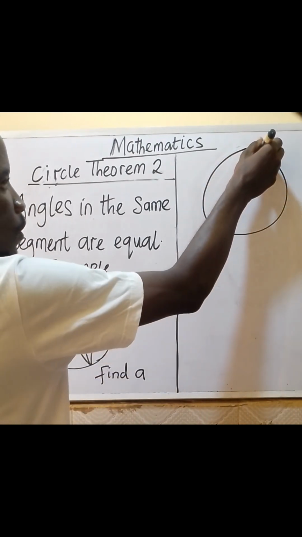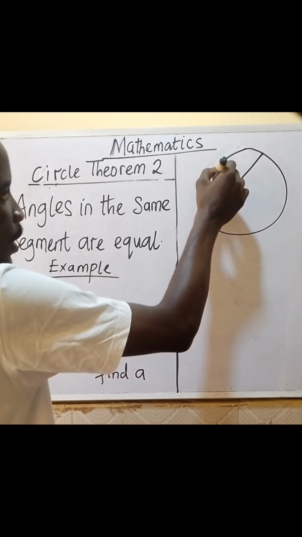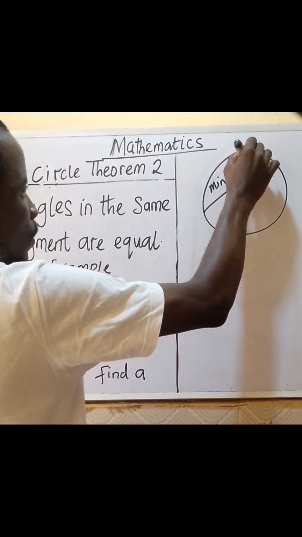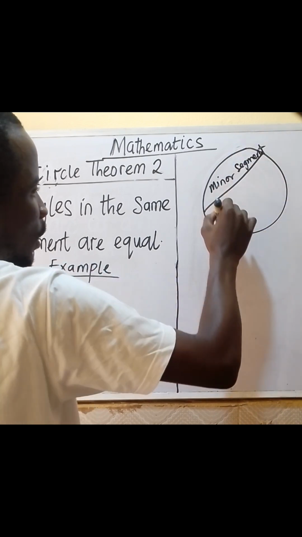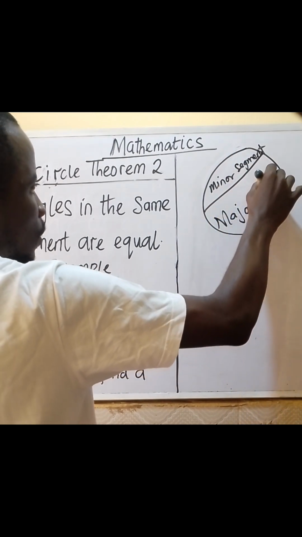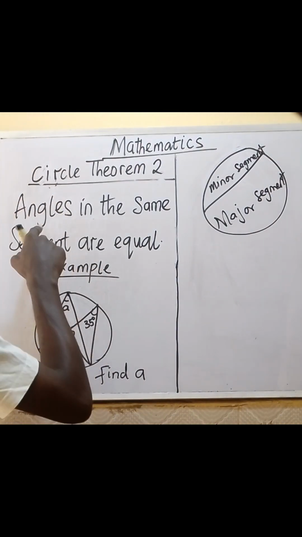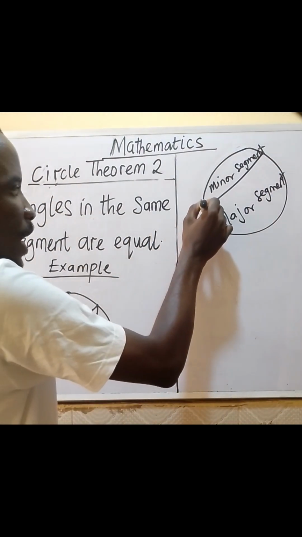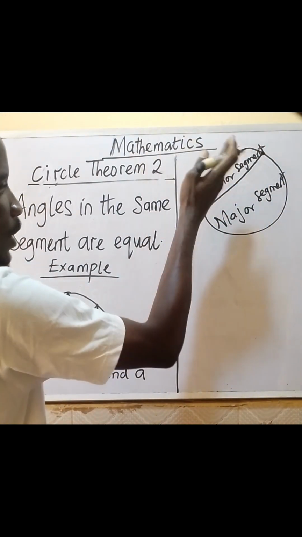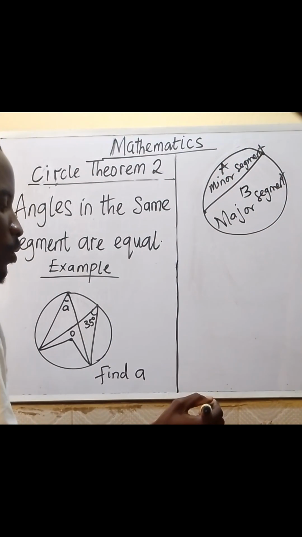Okay, so now when I divide the circle like this, this is your minor segment, and this is your what? Major segment. Angles in the same segment. Now they are in what? This segment. This is where they meet. The first segment, the minor segment, and the major segment, A and B, from this circle.